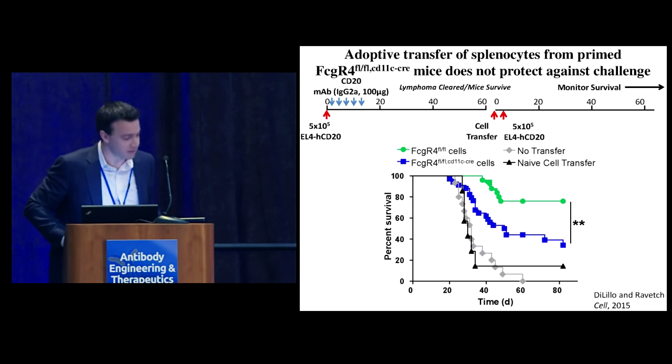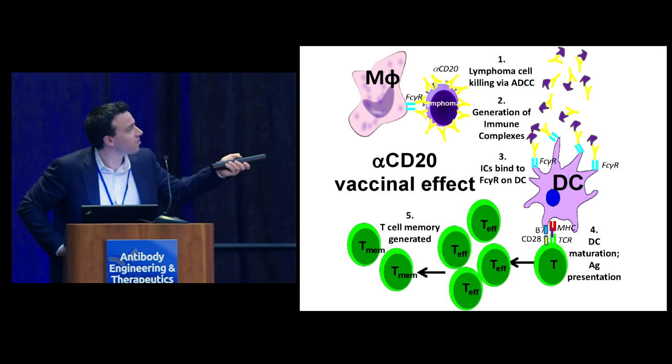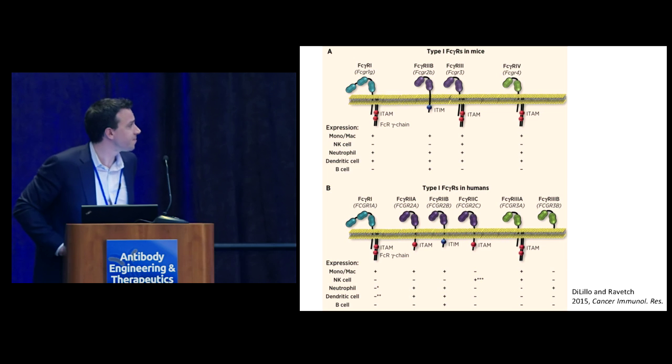And so at this point, we can summarize what we've seen: you're getting lymphoma cells opsonized by CD20 antibody, engaging Fc receptors on macrophages, leading to tumor cell killing. You're generating immune complexes which are then engaging Fc receptors on dendritic cells, allowing dendritic cell maturation, antigen presentation, and generation of long-term T-cell memory.